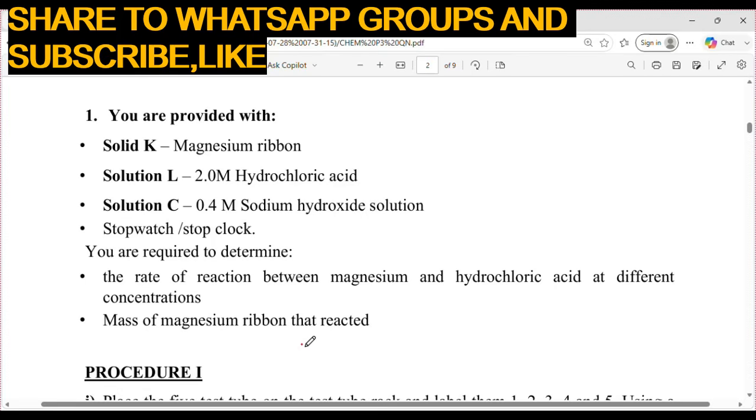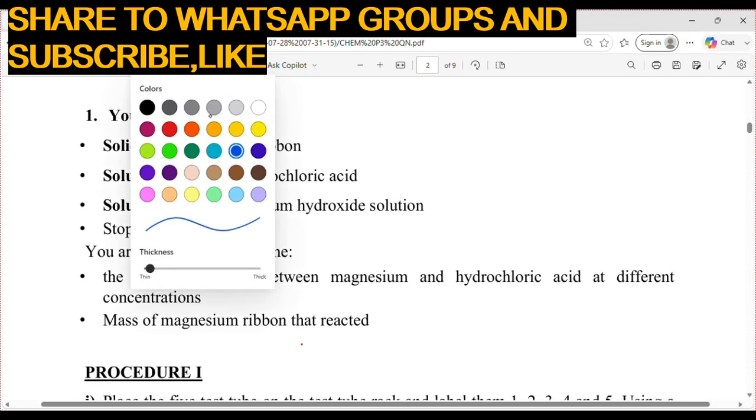I want to take you through Chemistry Practical Paper 3, July-August mocks. In Practical Paper 3, first, you need to be very careful. You need to read the procedure carefully. The procedure is the one which gives the instructions on what to do, so do not ignore the instructions.